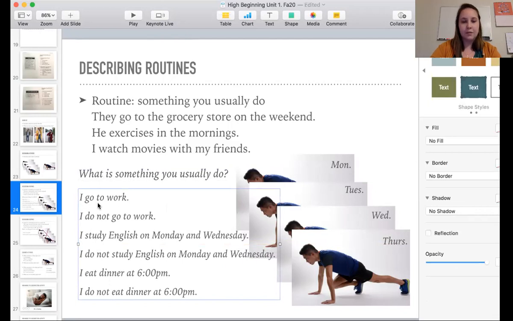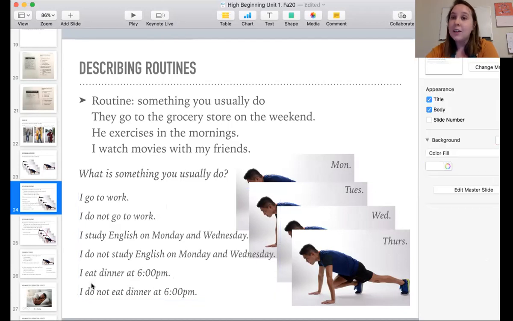Okay, so the positive, repeat after me. I go to work. I do not go to work. I study English on Monday and Wednesday. I do not study English on Monday and Wednesday. I eat dinner at 6 p.m. I do not eat dinner at 6 p.m. Okay, good. So you're just adding that do not to make it negative.